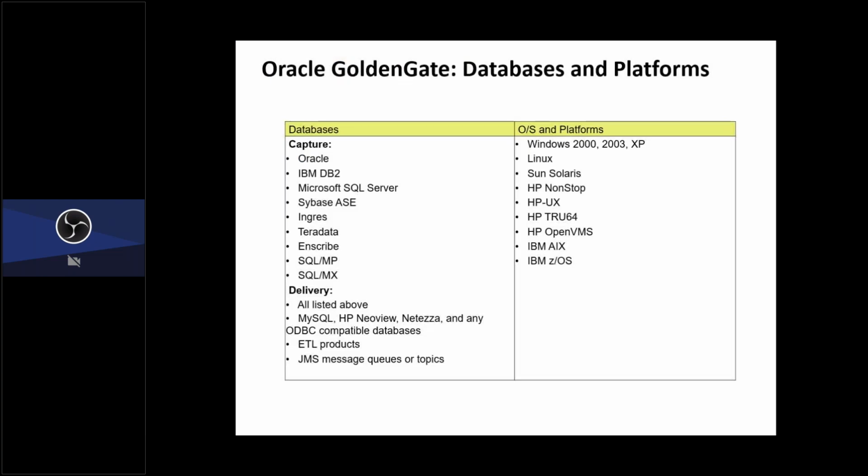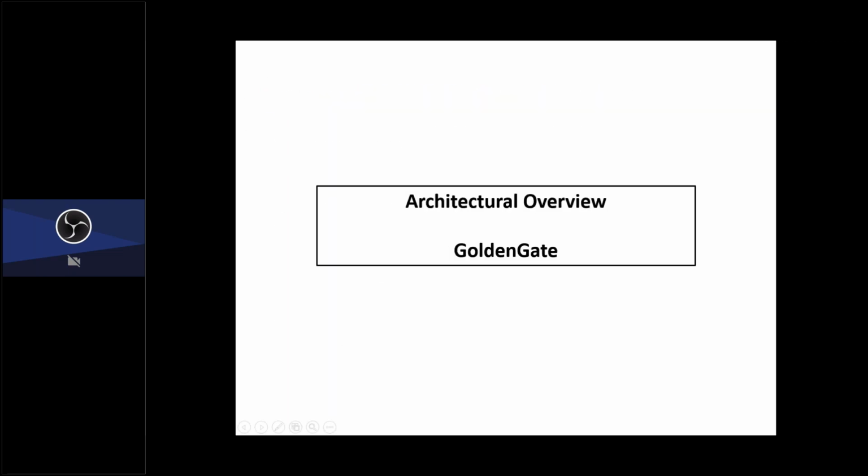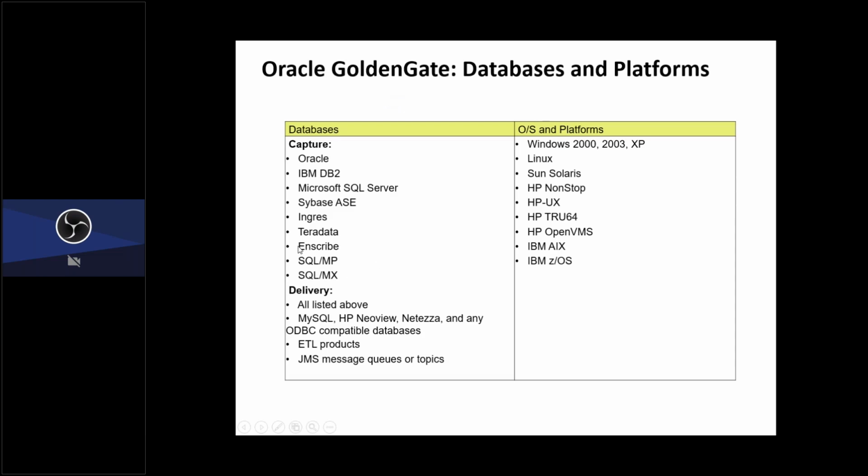So Goldengate supports different databases and platforms. It supports Oracle, DB2, SQL Server, Sybase, Ingres, Teradata, Enscribe. So Goldengate was initially developed for this Enscribe database, ATM databases. So ATM databases are on Enscribe. So initially when Goldengate was founded in 1995, it had the capability of replicating the Enscribe database.